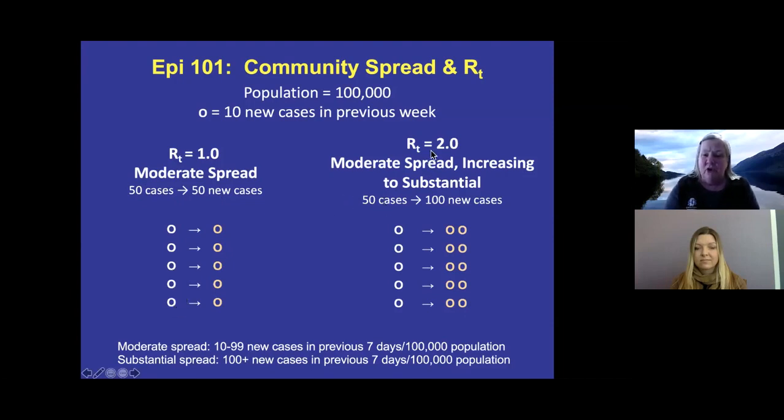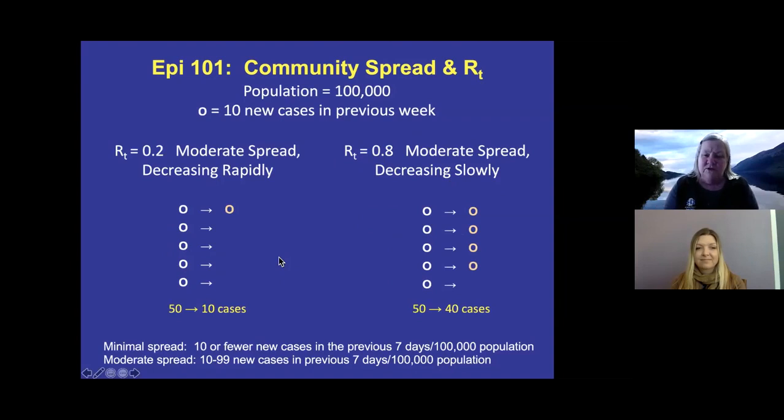Here we have an RT of 2, and those 50 cases are now each going to infect 2 people. That's what the RT stands for. So we've gone from 50 cases up to 100 cases. So we have a community that was in moderate spread, and an RT of 2 has now increased it to substantial spread.